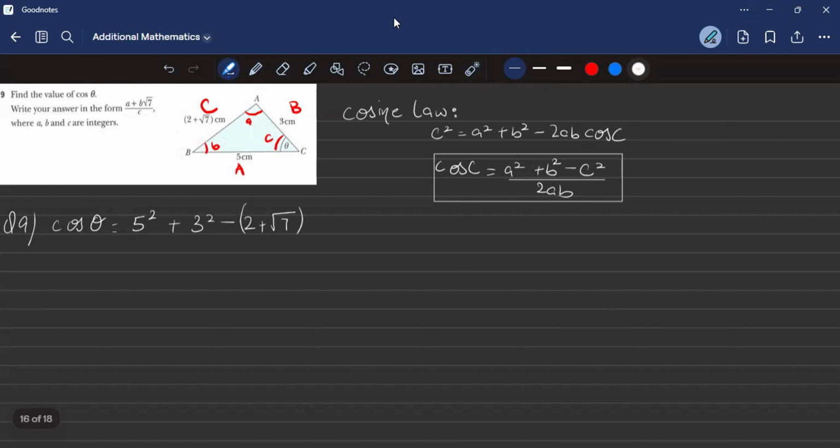I would prefer to write this in a bracket and square this up, divided by 2ab. Again, 2 is simple, it's an integer. What is the value of a? It's the exact opposite of angle A, so that's 5. And what's b? It's the exact opposite of angle B, which is 3. So this is simple. What we're going to do is just simplify this further.